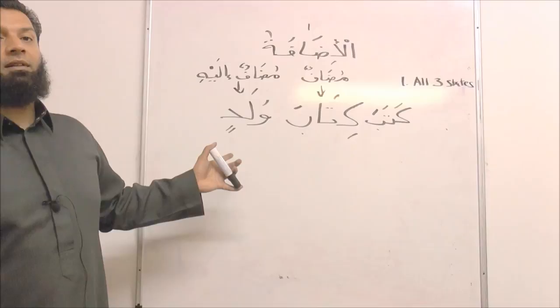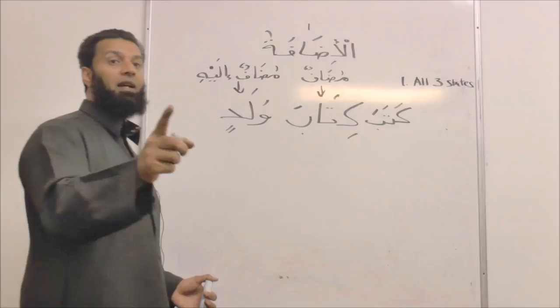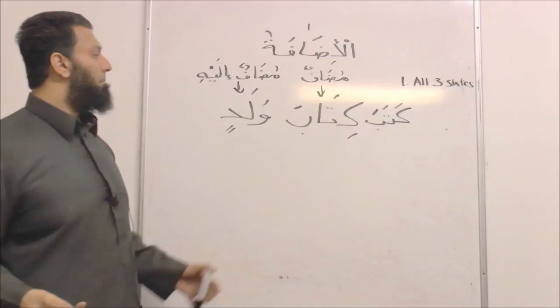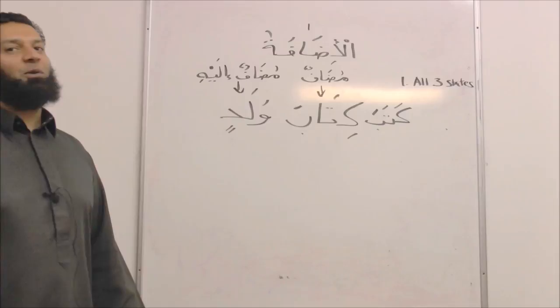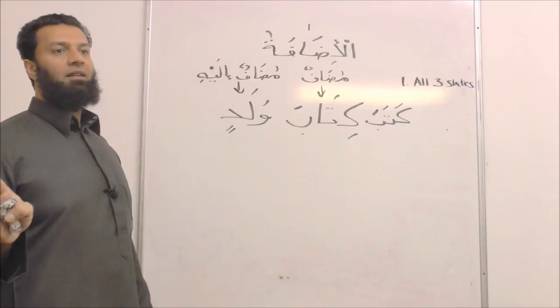No, it's a majrurun. We said the fa'ilun is always marfu'un. So again, Arjan, where is the doer? The middle word. But we said that the doer is always a marfu'un. Is that marfu'un? No, we're not going to change it. Then we'd be in all sorts of trouble if we started changing that. He wrote. Yeah, that's the doer.